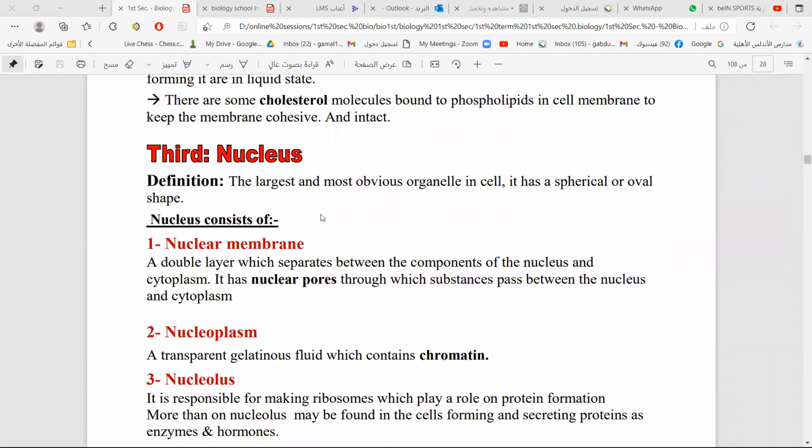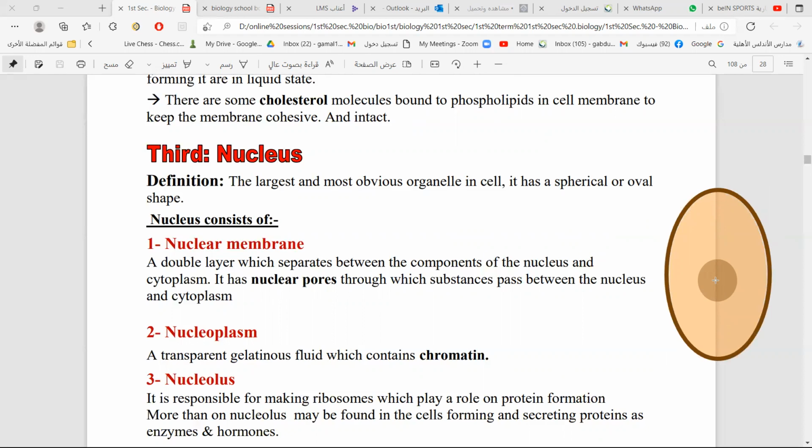Third, we can go to the nucleus. The nucleus inside the cell is the most obvious organelle in the cell. It appears clearly under the microscope. If you look under the microscope, you can see the nucleus easily.